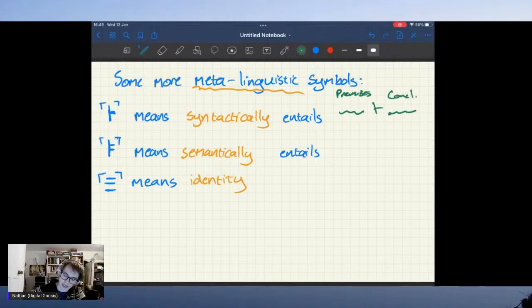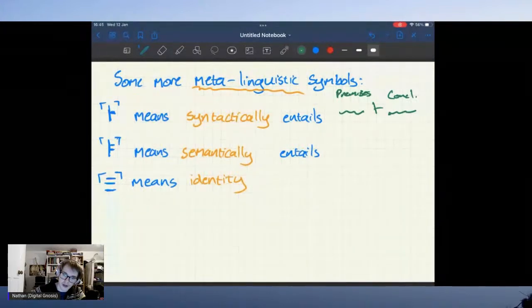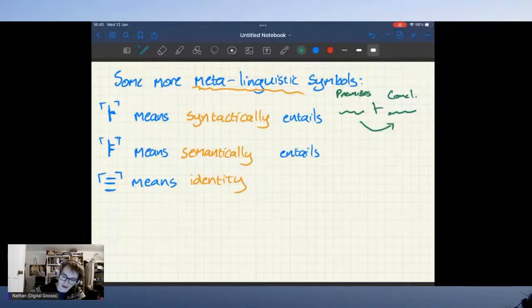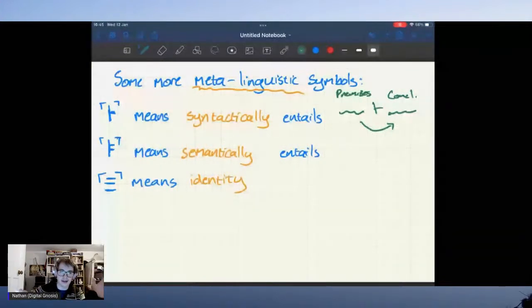And if you see that symbol in between, it means that we've got some proof in our proof system that goes from the premises to the conclusion and shows that the premises syntactically entail the conclusion. But that's a purely syntactic proof. It's purely about playing our game and applying the rules.